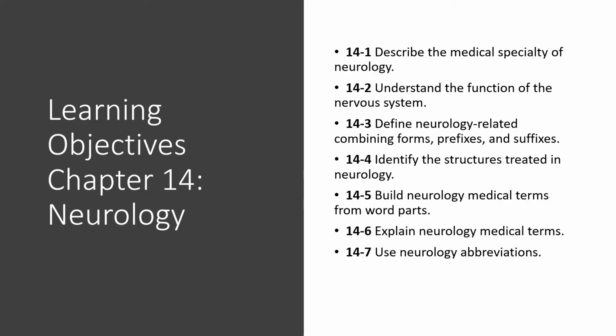Our learning objectives for chapter 14 are to describe the medical specialty of neurology, understand the function of the nervous system, define neurology-related combining forms, prefixes, and suffixes, identify the structures related or treated in neurology, build neurology medical terms from word parts, explain neurology medical terms, and use neurology abbreviations.